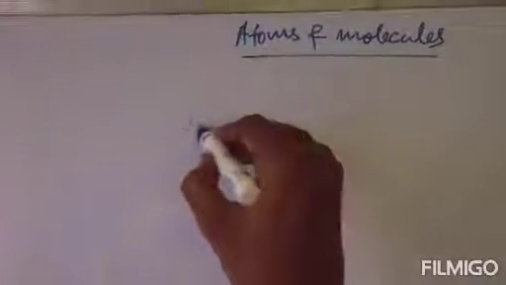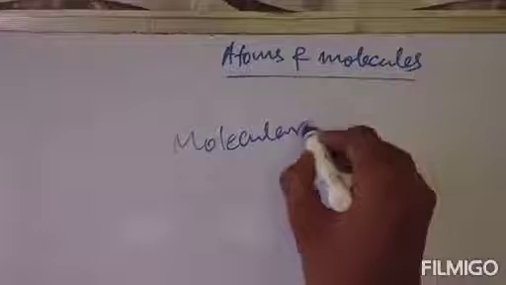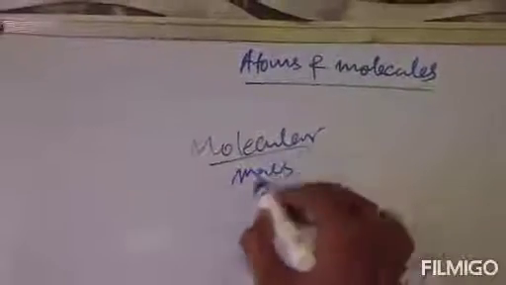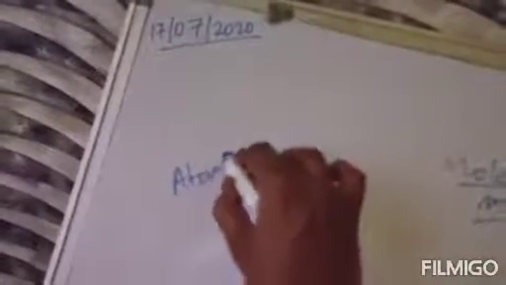Next concept is molecular mass. What is molecular mass? Molecular mass of a substance is the sum of the atomic masses of all the atoms in a molecule. Now molecular mass is connected with a molecule. Just as atomic mass is related to an atom, likewise molecular mass is related to a molecule.